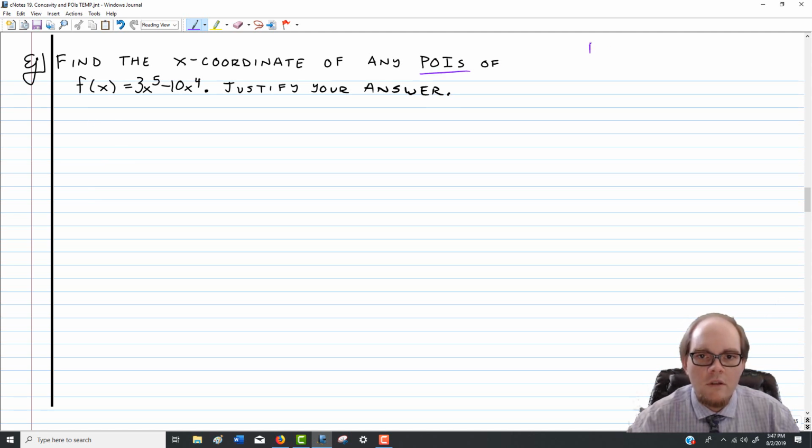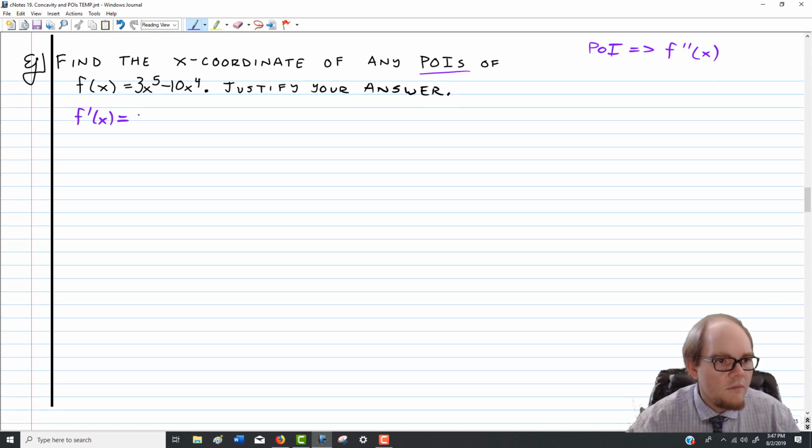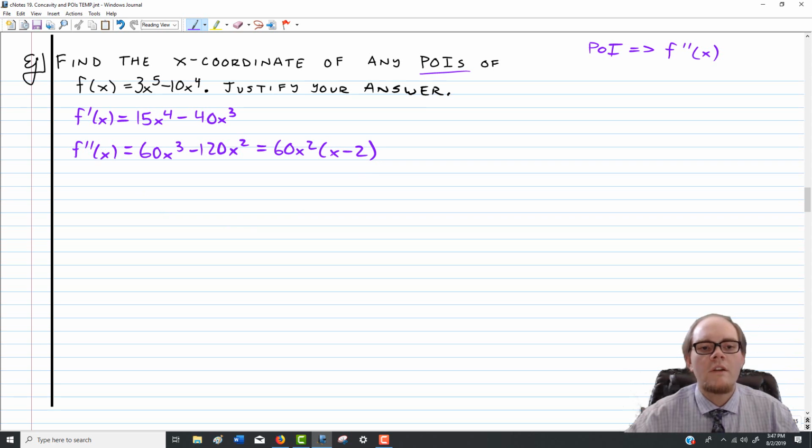Anytime we talk about points of inflection, your mind should immediately inflect to thinking about the second derivative. That's just a good starting point, especially if you're given a function. The second derivative is your key to determining points of inflection. So for us to get there, we need to do a little differentiation. It's going to be 15x to the 4th minus 40x cubed. And then f double prime of x is going to be equal to 60x to the 3rd minus 120x squared. If we factor that out, we'll get 60x squared, quantity x minus 2. So there is our second derivative.